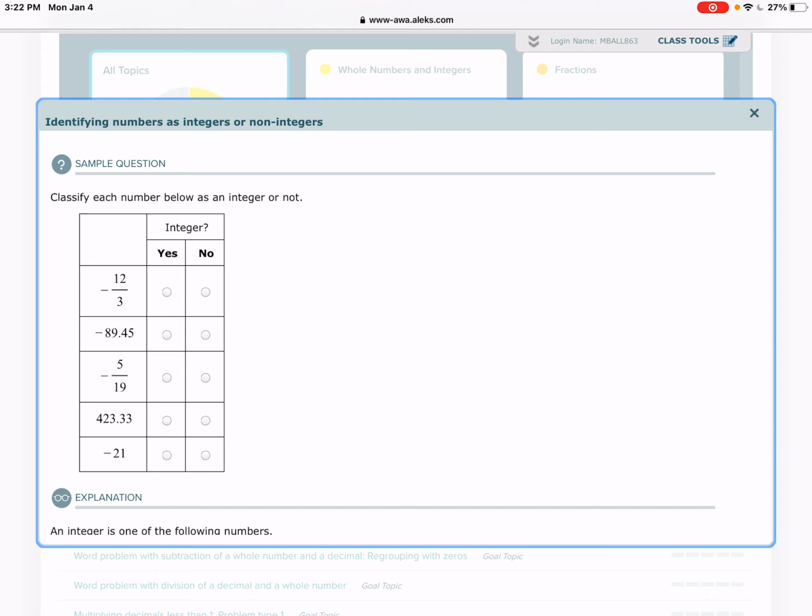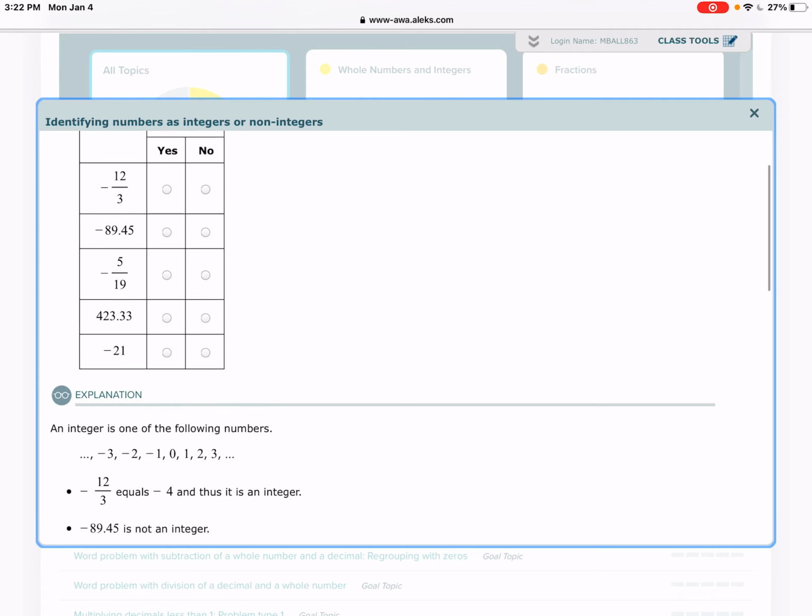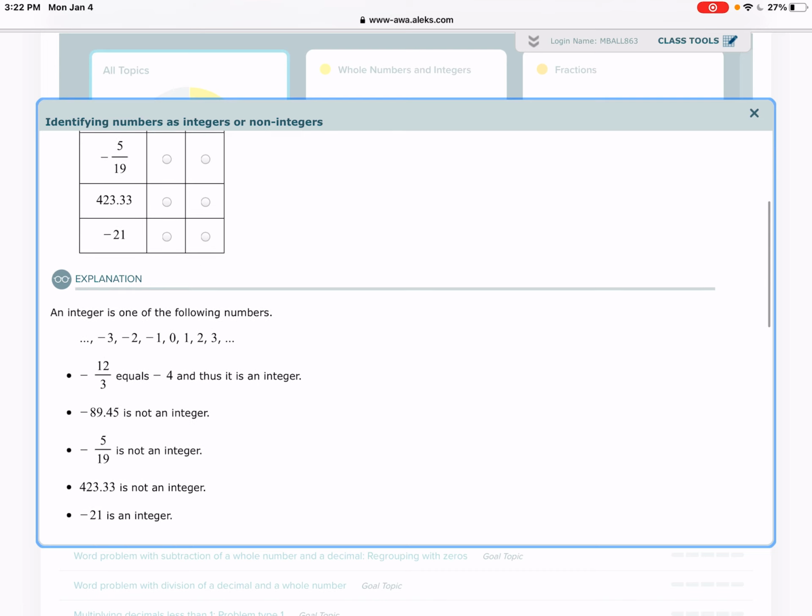And then negative 21, that's a whole number, right? It's a negative whole number, and so we're going to say yes. So an integer is one of the following numbers. It could be negative 3, negative 2, negative 1, 0, 1, 2, 3, and so on in both directions. Notice that none of those numbers have decimals or fractions.